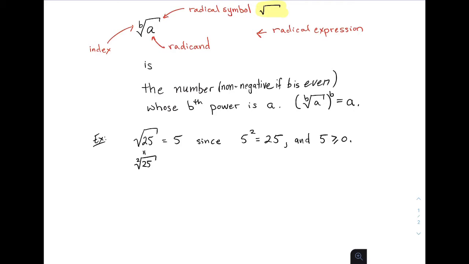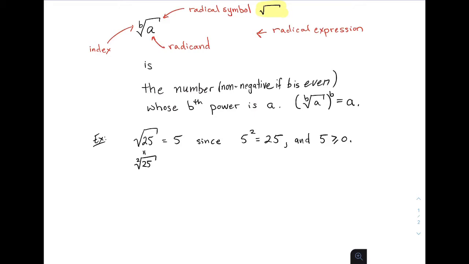What is it? It is a number. And what number is it? It's a number whose bth power is a. In the case where b is even, you want to take the non-negative choice. The bth root of a, and then you take the bth power, you get a.